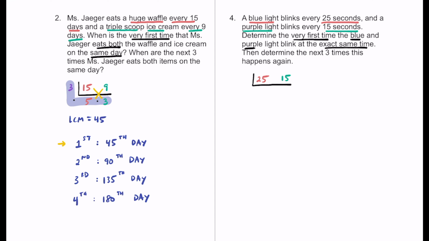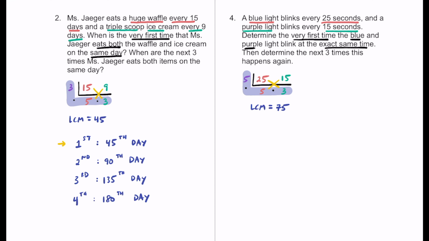I could list out all the multiples, but I'm going to use the ladder method. 5 goes into both. 5 times 5 is 25, then 5 times 3 is 15. And if we go ahead and multiply these numbers along the outside, this should get us our LCM, or you can say 15 times 5 or 25 times 3. So you can see the LCM, or the first time these numbers meet, would be at 75. If you need to pause to do the multiplication, feel free to do so.